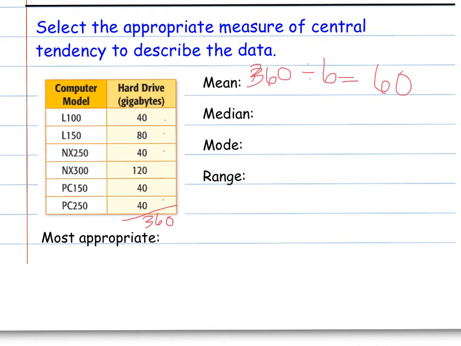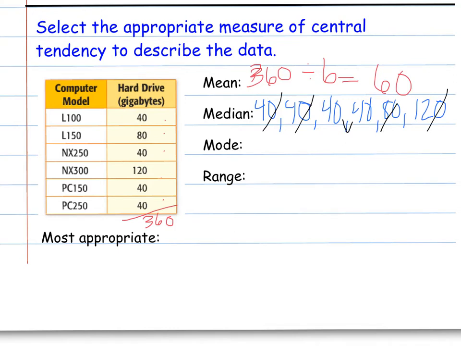The median, I'm going to order them least to greatest. So 40, 40, 40, 40, 80, 120. I'm going to look for my middle number by crossing off from the outside. It looks like in the middle of 40 and 40 is going to be 40, for a median of 40.